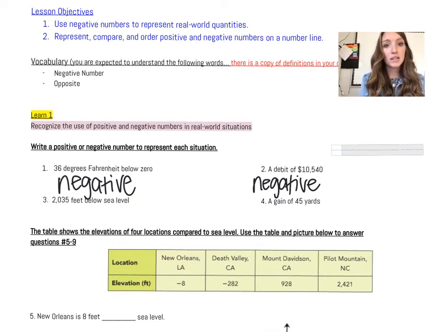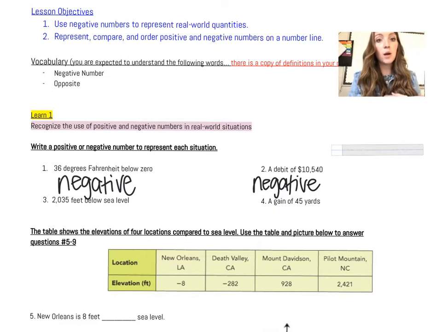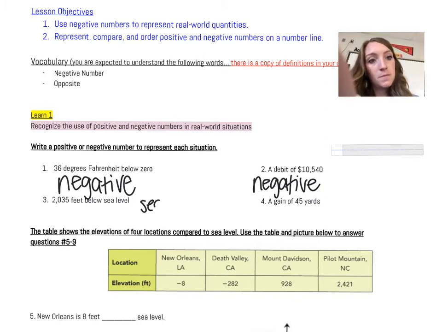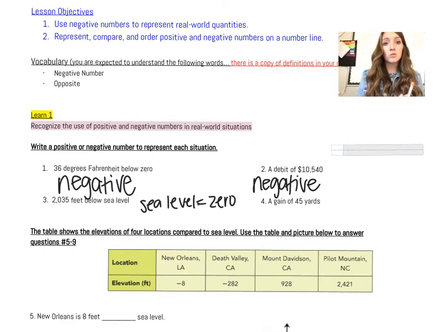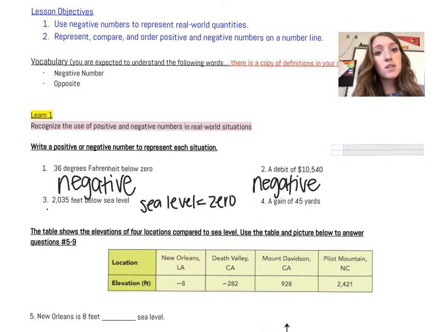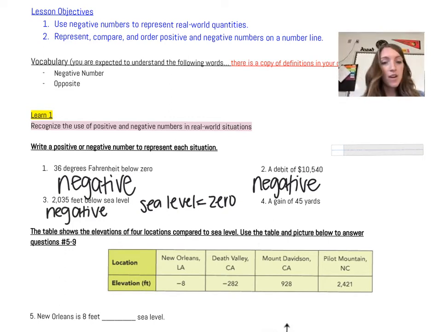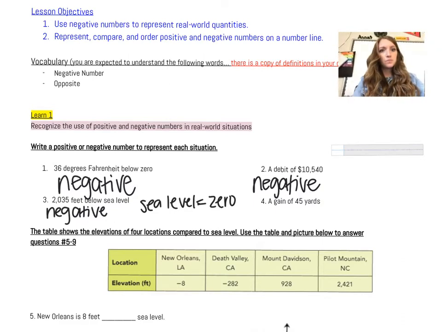Number three, 2,035 feet below sea level. Below sea level helps me to know that this is less than zero. Sea level would be zero. So if it's below zero, that means that this is going to be negative. Okay, we've had all negatives here so far.